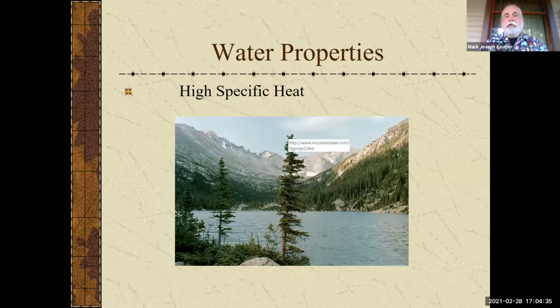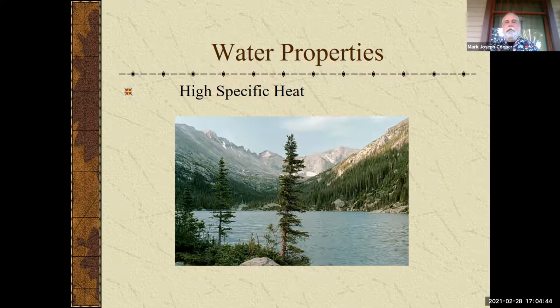So the fourth property is water has a high specific heat, higher specific heat than other things. So again, the question is why? And the answer is hydrogen bonds. That's always the answer. If you don't know the answer to a water question, write hydrogen bonds. Chances are you're going to get them right. What that means is that it takes a lot of energy to raise the temperature of water.